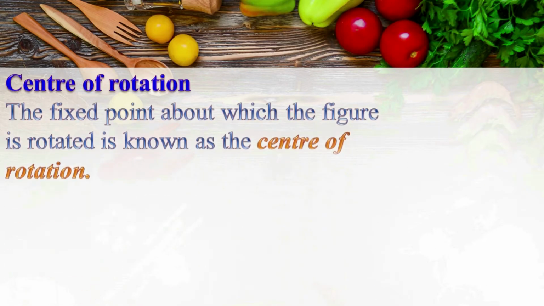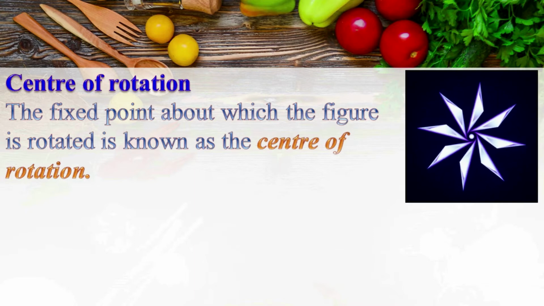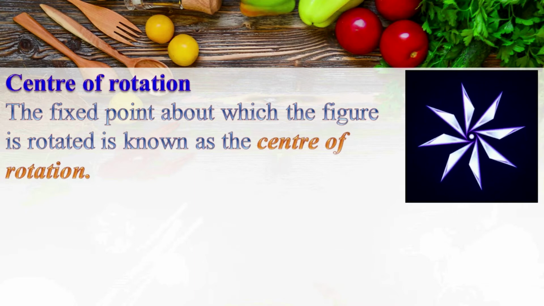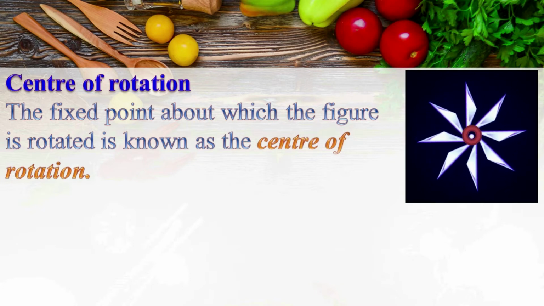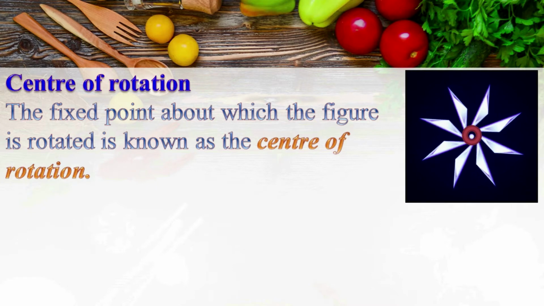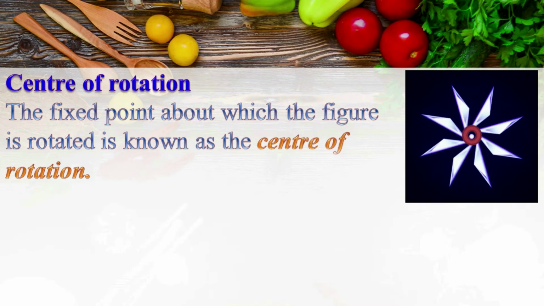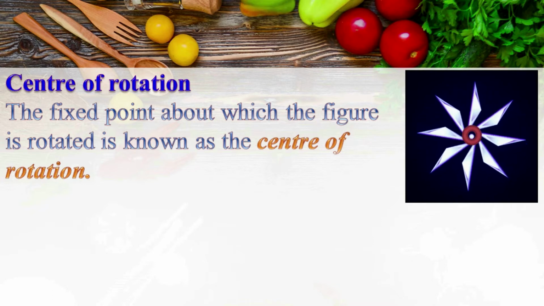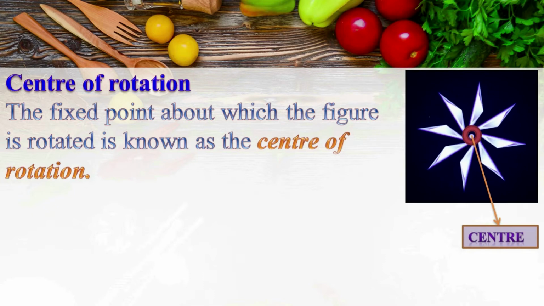Center of rotation. The fixed point about which the figure is rotated is known as the center of rotation. Look at the figure. A dot or circle in the center of the figure is the center. That is the fixed point. We should not move the figure front or back. Keeping it as a fixed point, we have to just rotate the figure. So this point is called center.